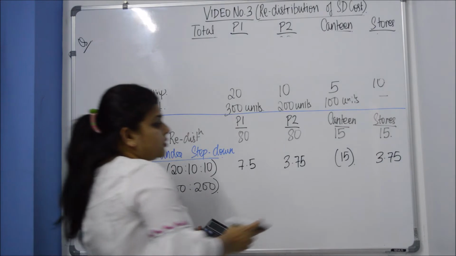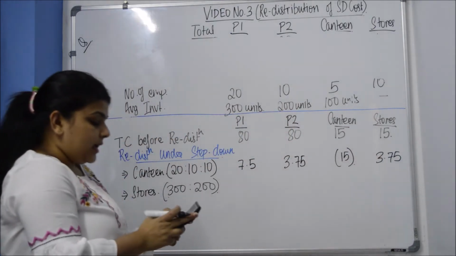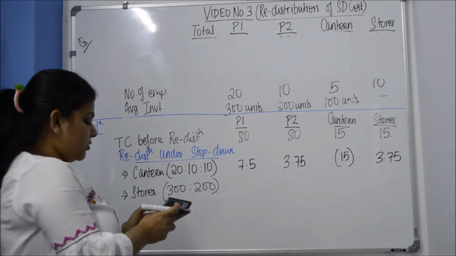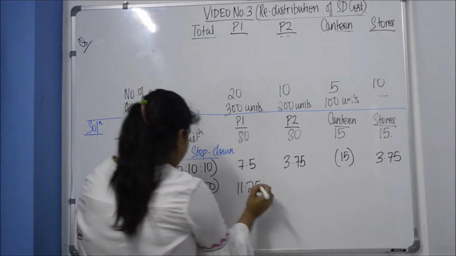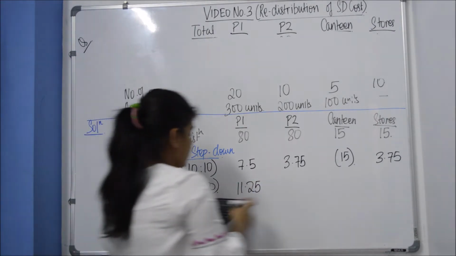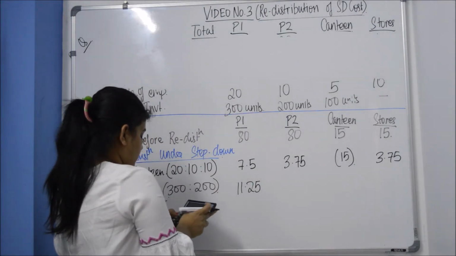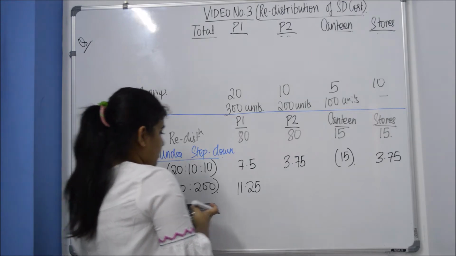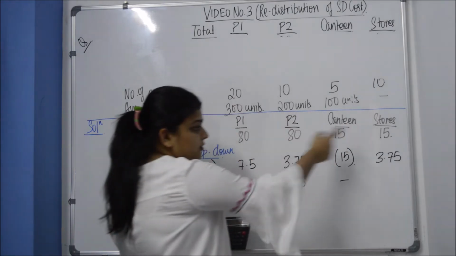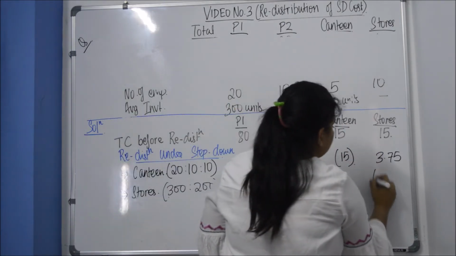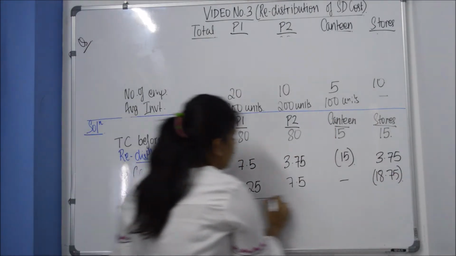So now stores, how much cost does it have? It has a total cost of 18.75. 18.75 to be distributed in that ratio, it would be 11.25 and 7.5. This again nothing. Why? Because stores is not giving it to canteen. Here negative 18.75.